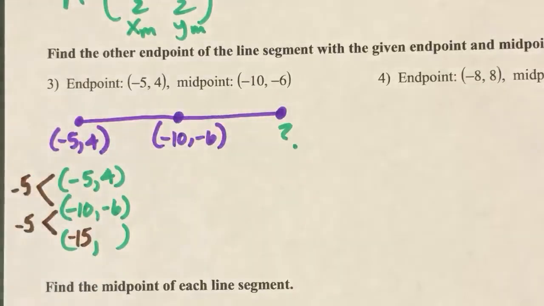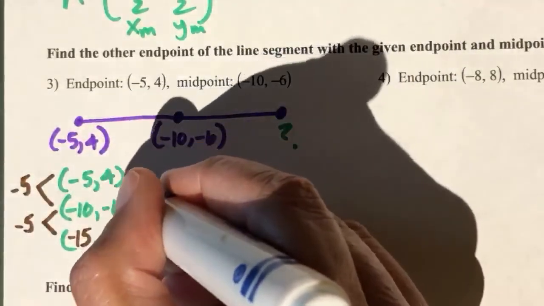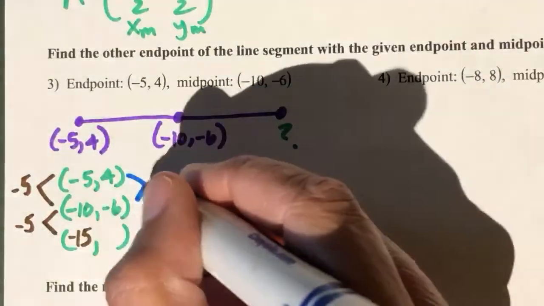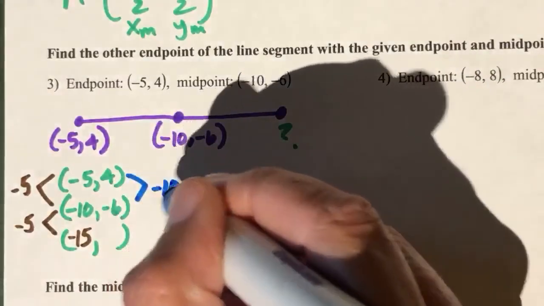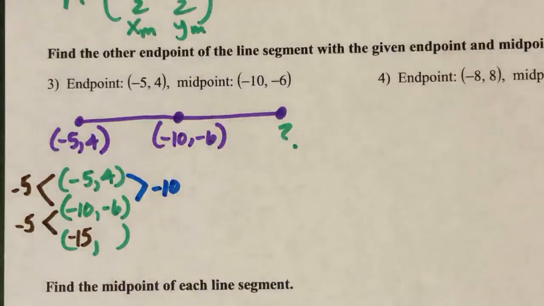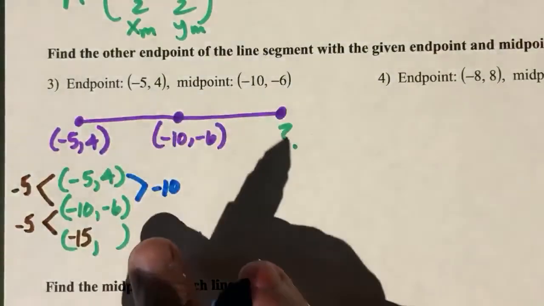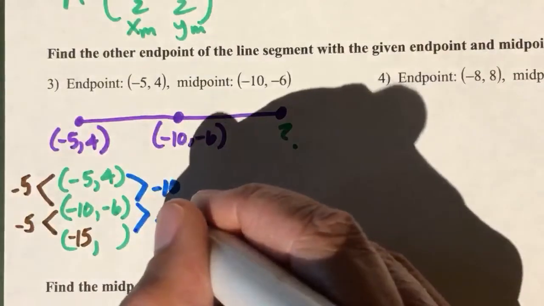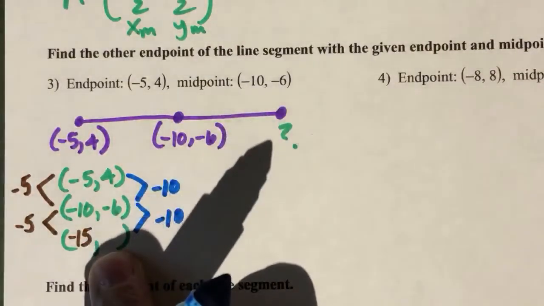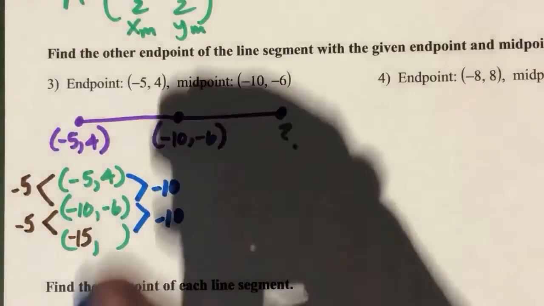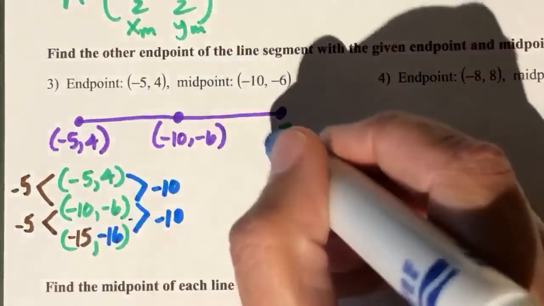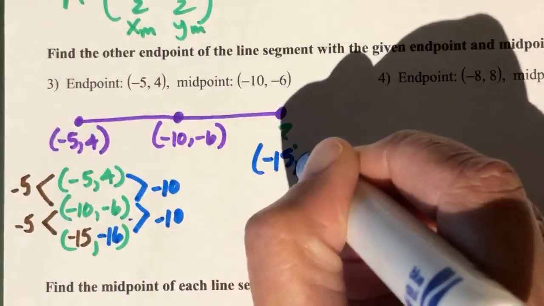On the other side, I've got +4 to -6. Well, what did I do here? To go from +4 to -6, I moved 10 units down. Remember these are your y coordinates, up and down. Does everybody see that? I went 10 units down. So I've got to go 10 units down again to stay even and keep this point in the middle. So my point is going to be at -16. So this is going to be at -15, -16.